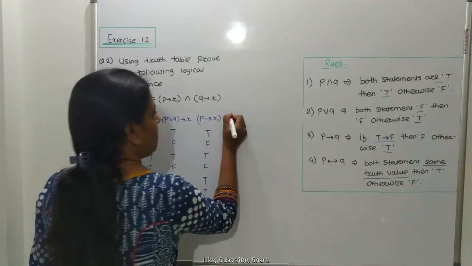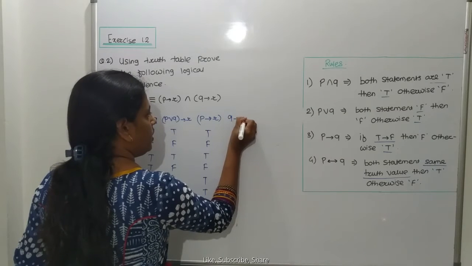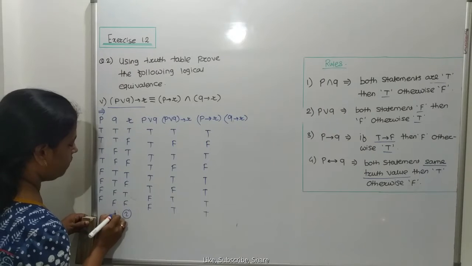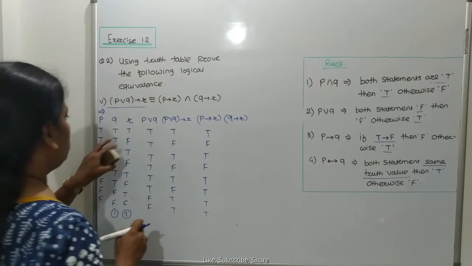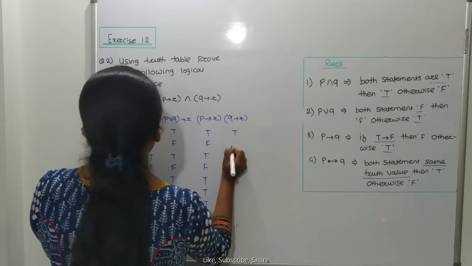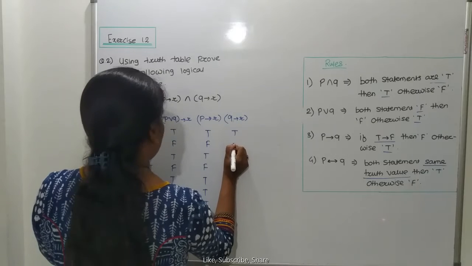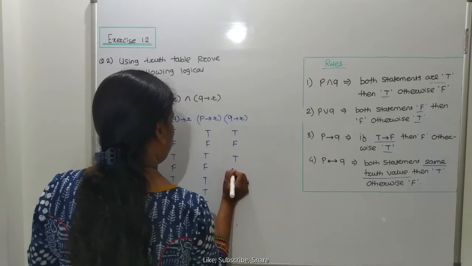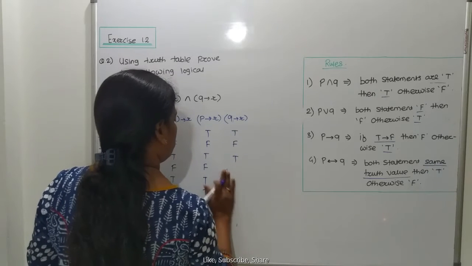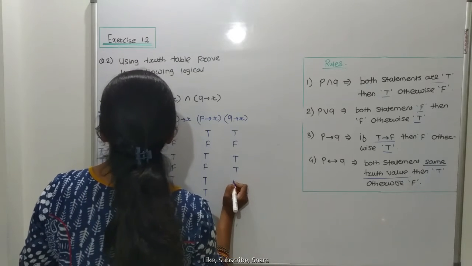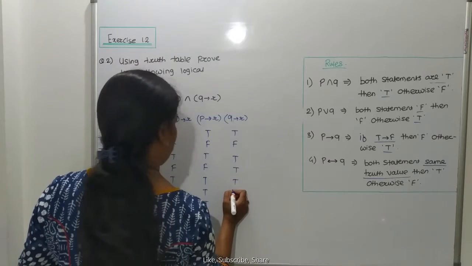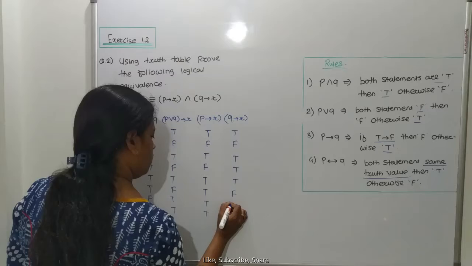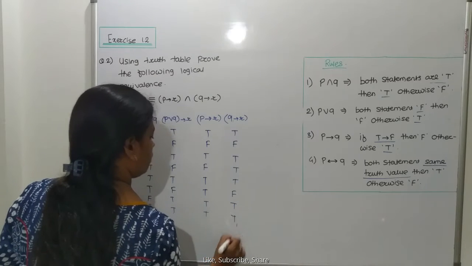Now next, Q single implication R. This one is the first and this one is the second. So true, true, true, true, false, false, false, true, true, false, false, true. True, true, true. True, true, false, false, false, true, true, and false, false, true.